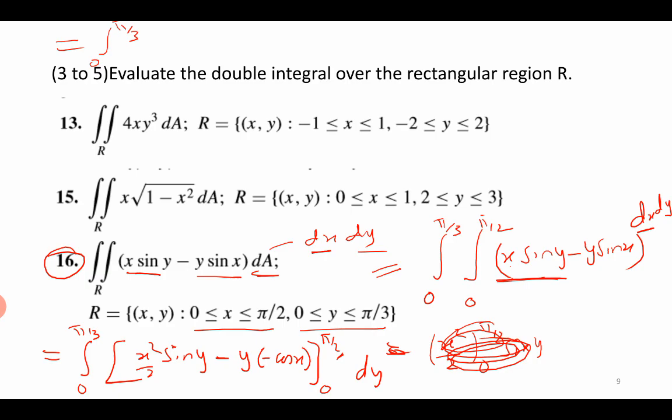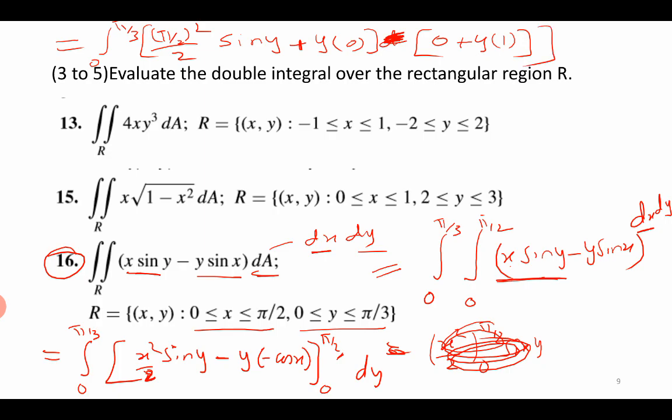X square is divided by 2. So pi by 2 square divided by 2 sin y minus y, minus and minus, it will be plus cosine pi by 2. Cosine pi by 2 will be 0. Now the lower limit is 0. When x is 0, this time will be 0 when cosine is plus y into cosine 0, which is 1. So the lower limit should be carefully considered.